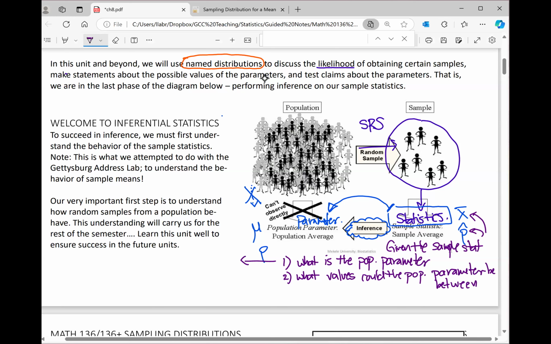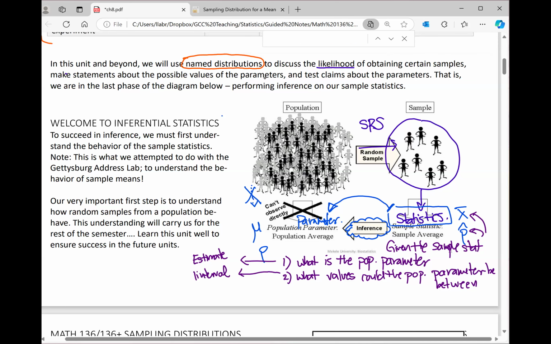Item number one, what is the population parameter? That's called an estimate. Item number two, what is the range of values that the population parameter could be between? That's going to give us an interval. So again, we're crossing this bridge from our sample to the population. We're going to be able to give an estimate of what these things are. We're going to be able to give an interval that we believe will contain the population parameter. We're also going to be able to determine the sample size required to meet certain conditions, and that has to do a lot with polling.